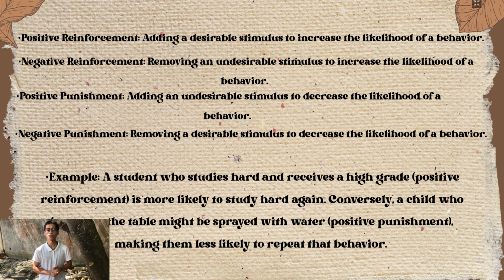For example, a student who studies hard and receives a high grade is positive reinforcement, because the student is more likely to study hard again. Conversely, a child who jumps on the table might be sprayed with water. Positive punishment makes them less likely to repeat the behavior.